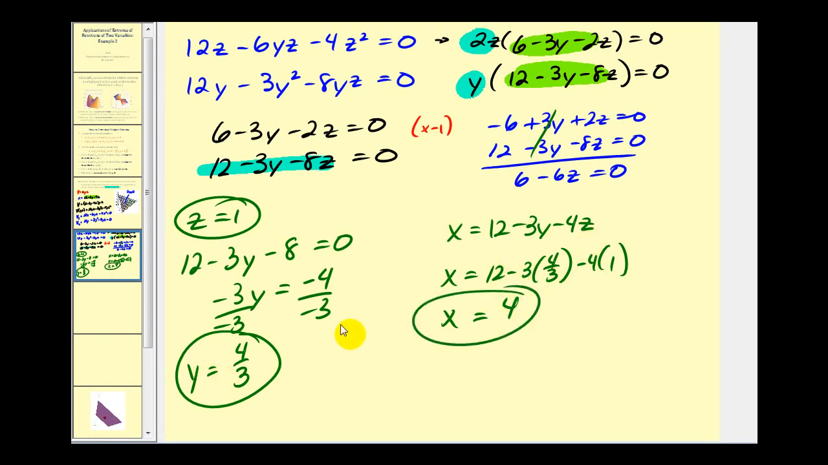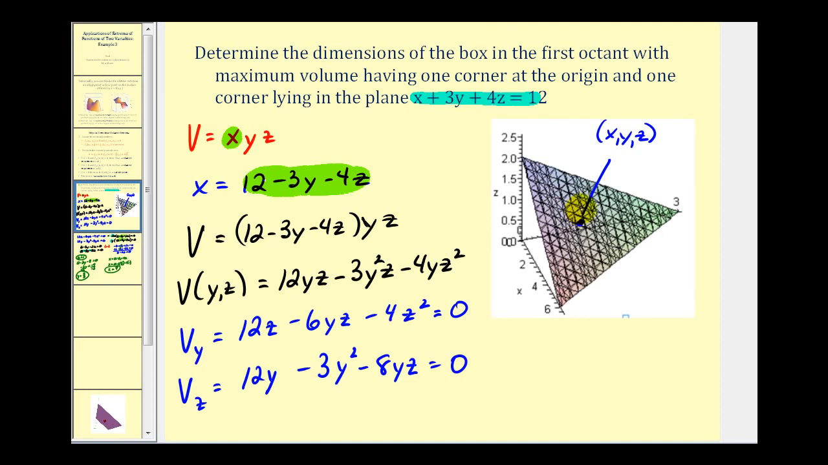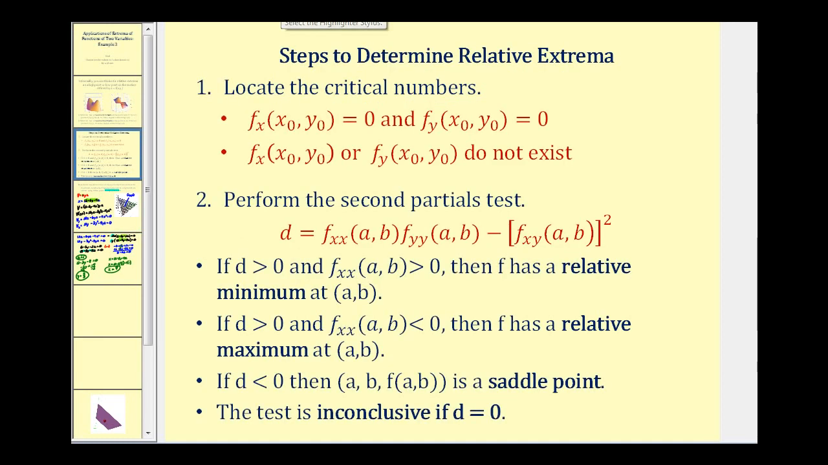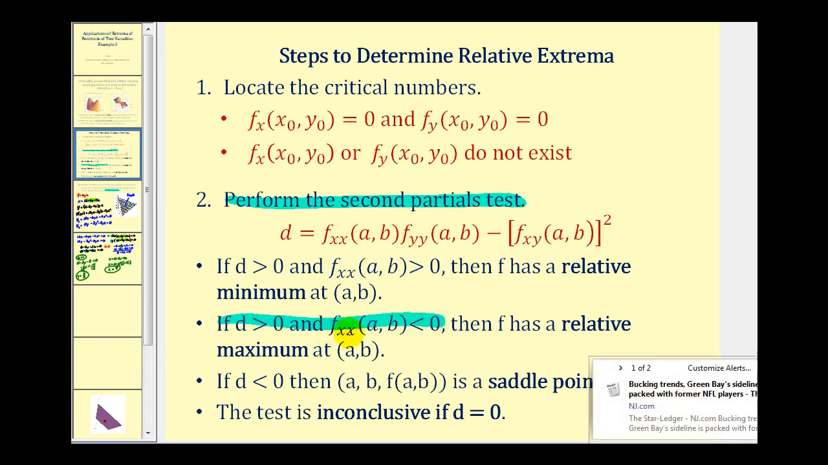So again, what this represents is what we think will be the coordinates on this plane that would maximize the volume with one corner on the plane and one corner at the origin. But to be sure, we really should show the second partials test where we determine the value of d and then make sure that d is greater than 0 and this second order partial is less than 0. Let's go ahead and do that now.